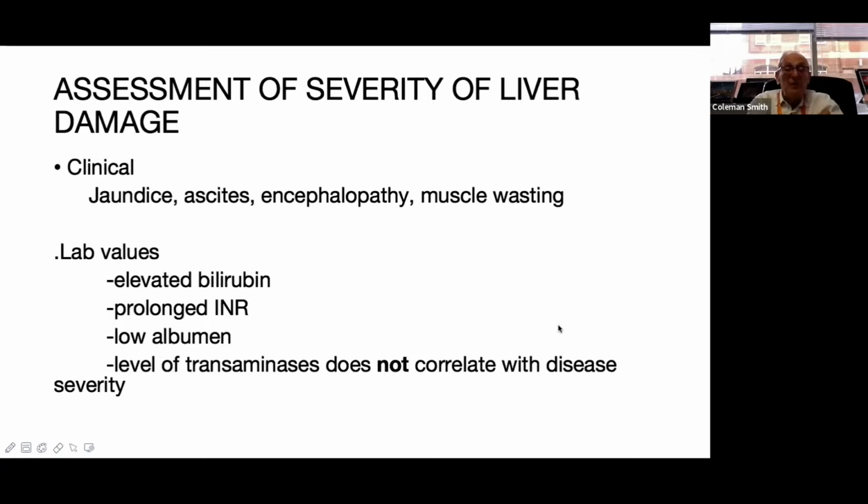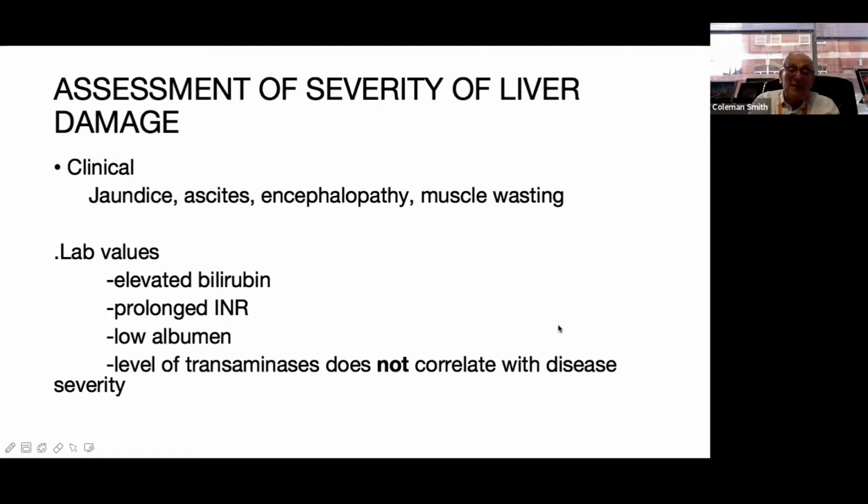And then the other thing you need to do, we need to assess how bad off are they? How bad is the liver damage? So what we look at clinically, are they jaundiced? Do they have ascites? Do they have encephalopathy? Do they have muscle wasting? And we look at lab values. How high is the bilirubin? How high is the INR? How low is the albumin?